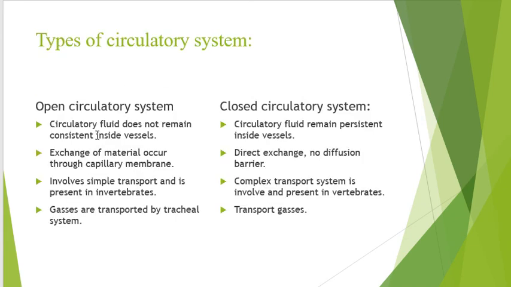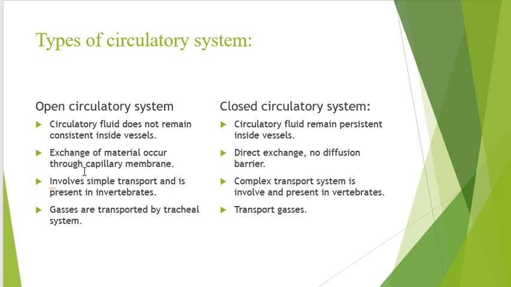Next, we have two types of circulatory system: the open circulatory system and the closed circulatory system. Here these types are mentioned only according to the simple and complex transport systems that are present in invertebrates and some vertebrates. This is not actually mentioned according to their differences. So circulatory fluids do not remain consistent inside vessels in an open circulatory system, unlike in a closed circulatory system where the fluid remains persistent inside the vessels.